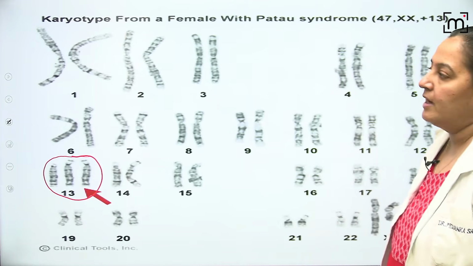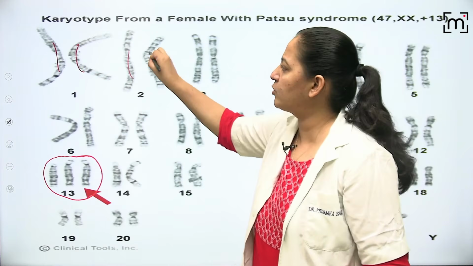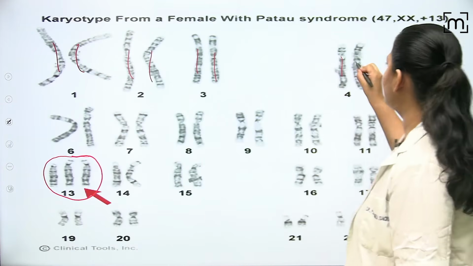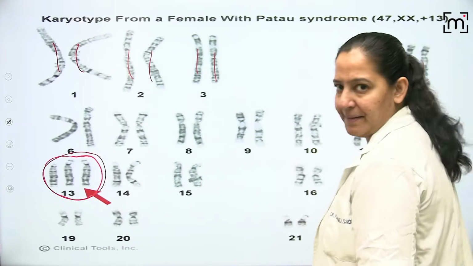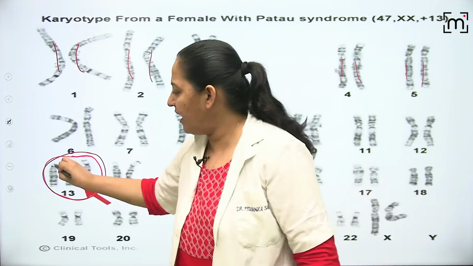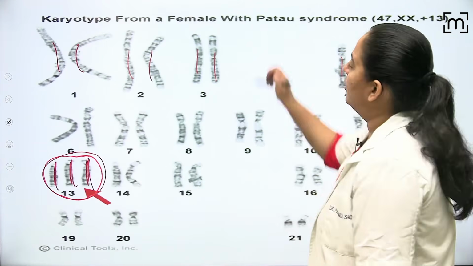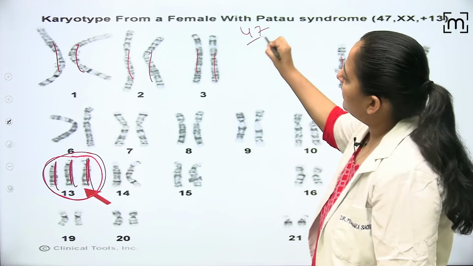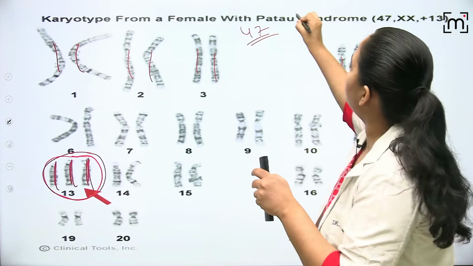See the abnormality. Chromosome number 1 are two, they are in pair only. Chromosome number 2 is pair, 3 is pair, 4 is pair, 5 is pair. But see chromosome number 13. All of them are in pair, but the 13 are triple. They are triplet, not pair. So if you count them, the total will be 47. In 47, the 13th is the triple. So this is Patau syndrome.